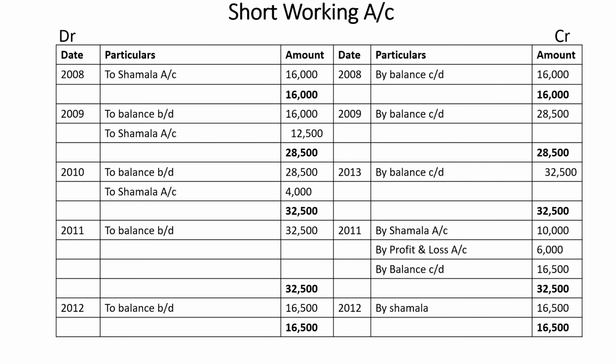So these are all the accounts we have to prepare when they ask for 15 marks. First prepare the royalty chart, then prepare the royalty account, prepare the lessor's account, and prepare the short working account.